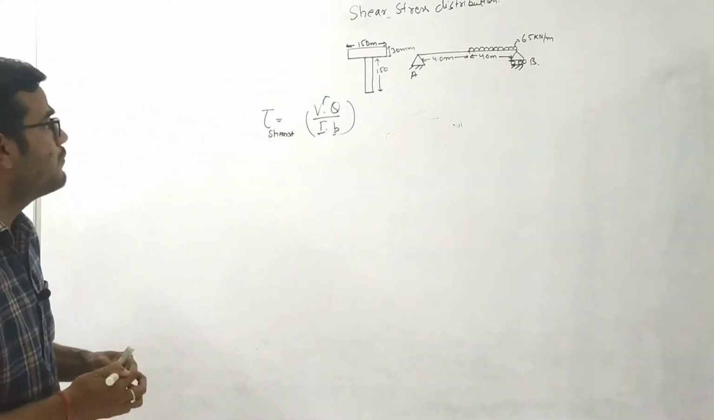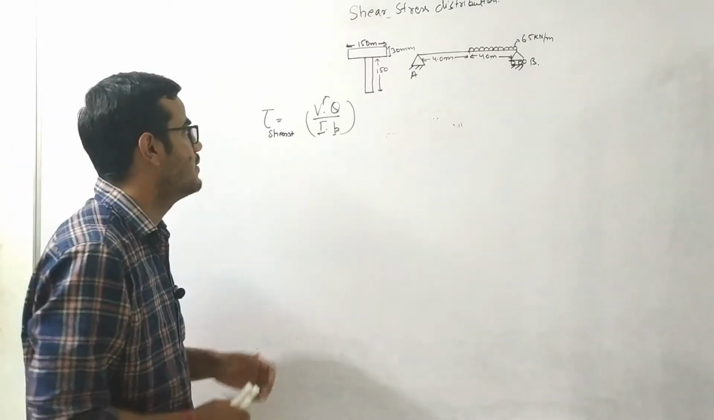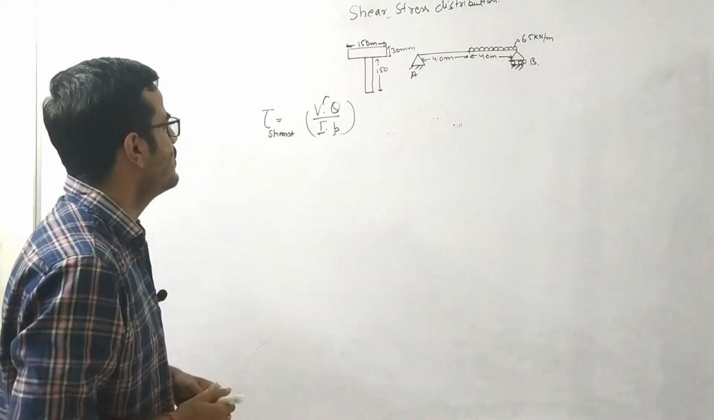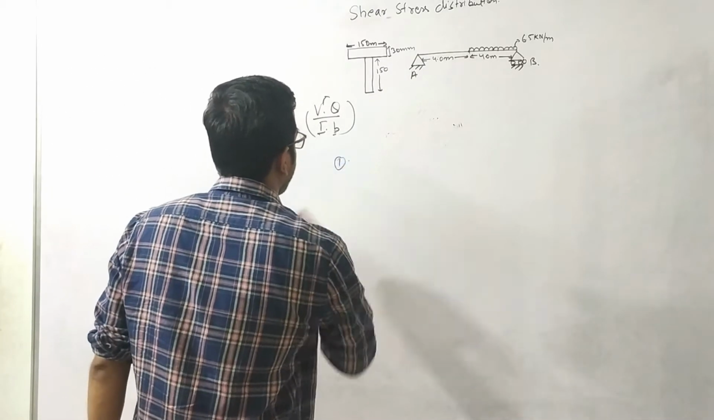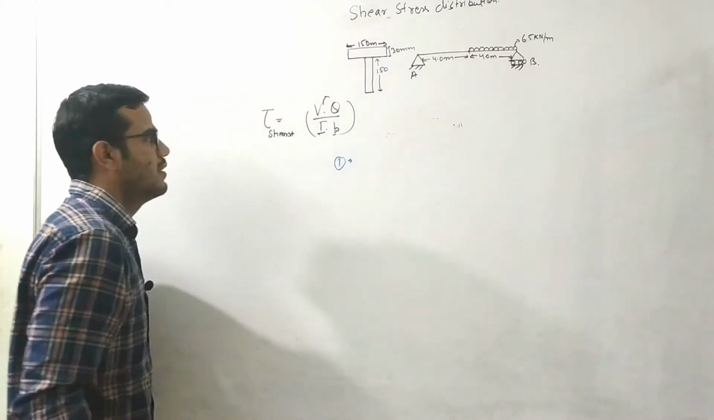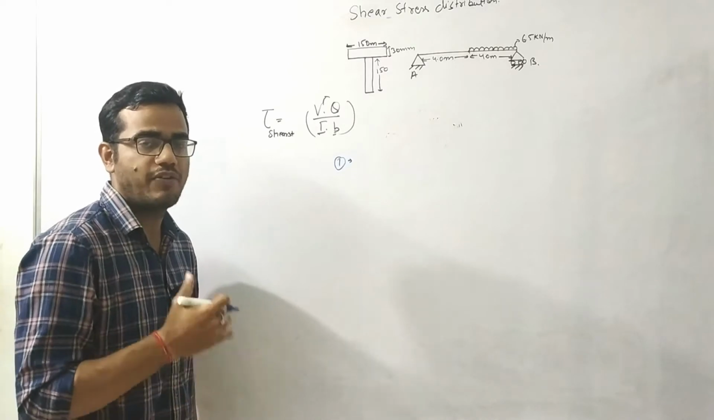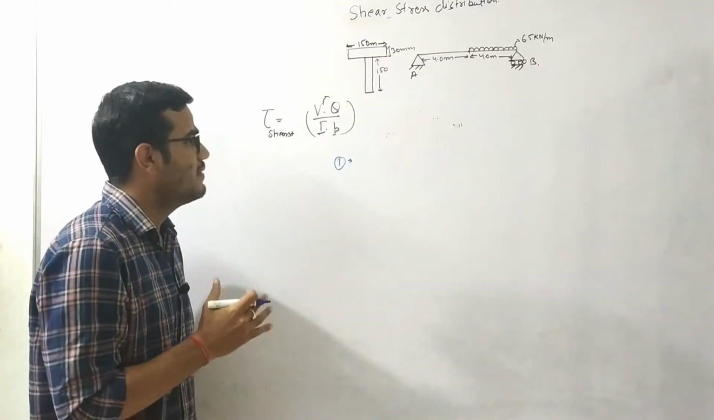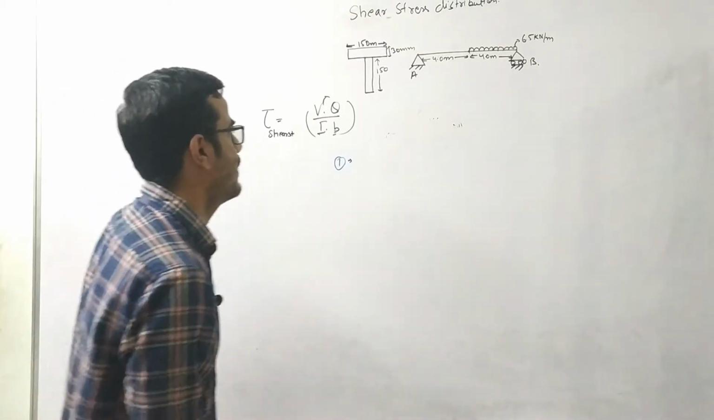There are certain assumptions which are made in this formula. Number one assumption, a very important one, is that a plane section will remain plane after the bending. Plane section before the bending will remain plane after the bending. What is meant by that?